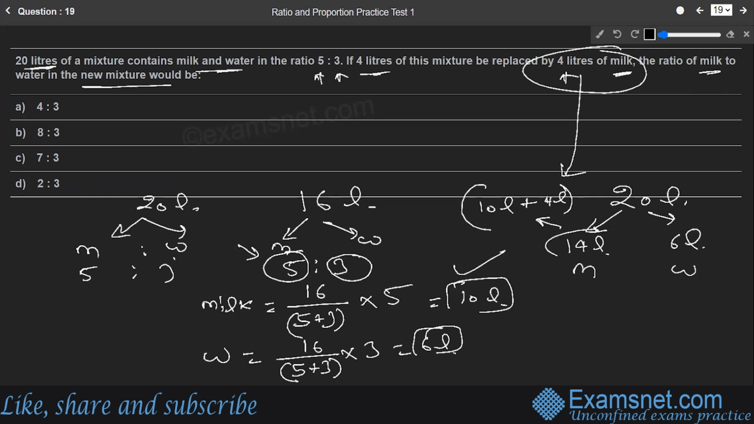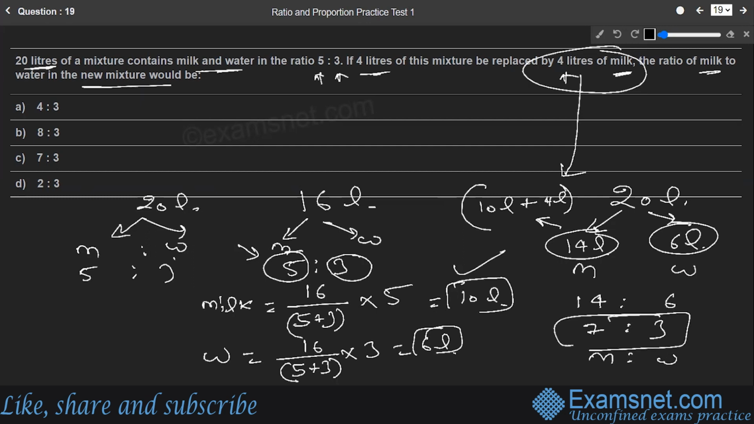So this is the new composition of the new mixture, 14 liters of milk and 6 liters of water. So the ratio of milk to water is nothing but 7 is to 3. That is the right answer, available in option number C.